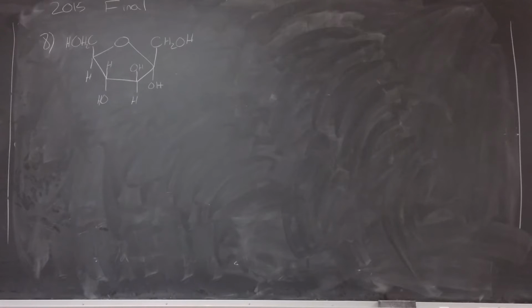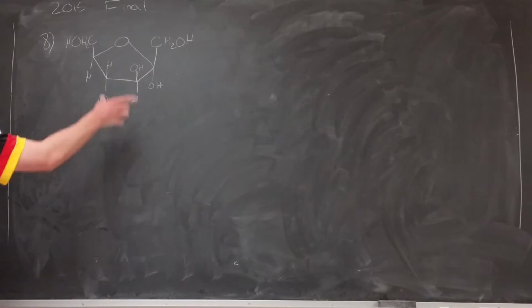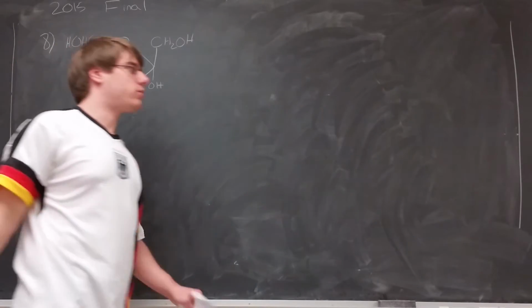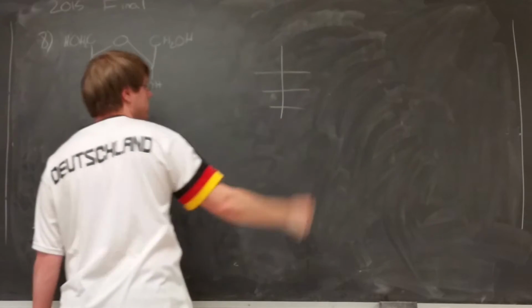Question 8 is on carbohydrates, which is some of the new material they taught between the third exam and the final. What they are asking you to do is take this Haworth projection and turn it into a Fischer projection, the one where you have the lines going across like this.